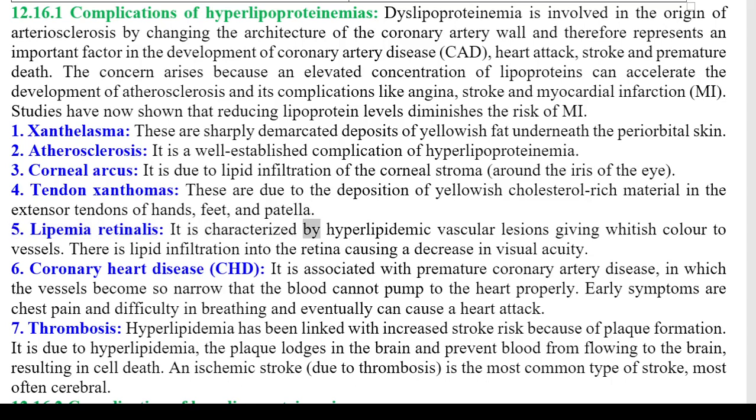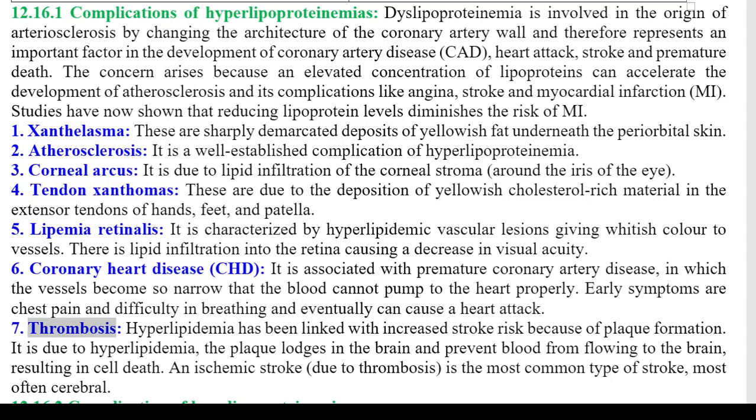5. Lipemia retinalis. It is characterized by hyperlipidemic vascular lesions giving whitish color to vessels. There is lipid infiltration into the retina causing a decrease in visual acuity. 6. Coronary heart disease, CHD. It is associated with premature coronary artery disease, in which the vessels become so narrow that the blood cannot pump to the heart properly. Early symptoms are chest pain and difficulty in breathing and eventually can cause a heart attack.